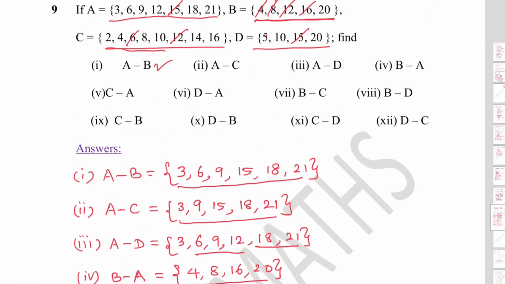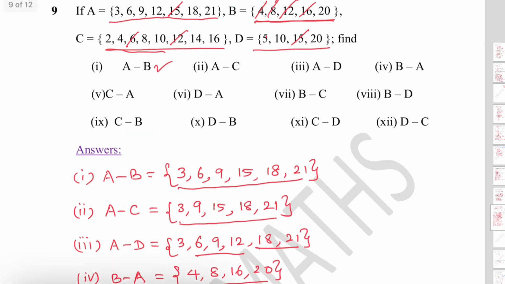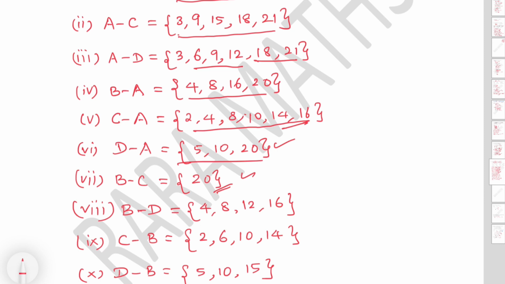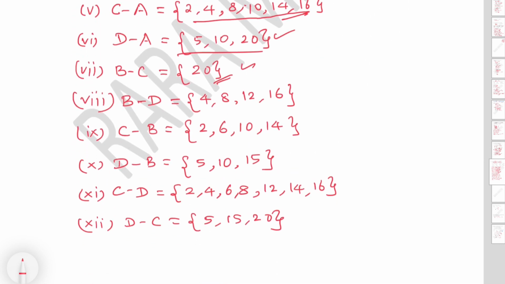And B minus D. So what are the elements in D? So only 20 is there in D. Other elements are not in D. Therefore B minus D is 4, 8, 12, 16.